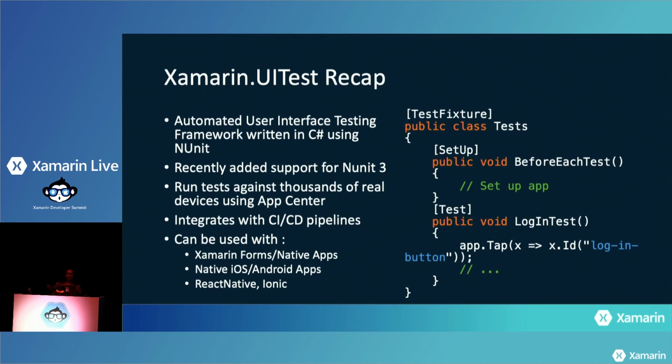There's a test fixture tag, there's a test tag. You're doing some setup before a test. You run the test, and then you can have something that happens after the test. Pretty straightforward. With Xamarin UI test, you can run these tests locally, and then if you want, you can use the App Center test service and run your tests on our device labs. It also integrates really well with your CI/CD pipelines, which is my favorite part of the whole process.